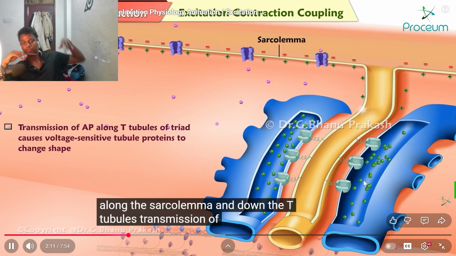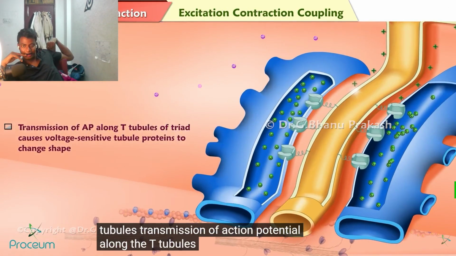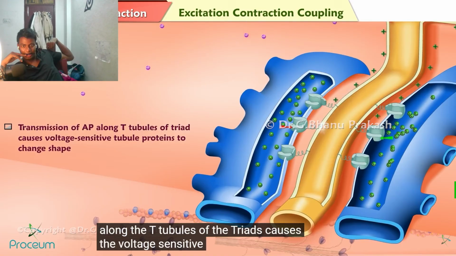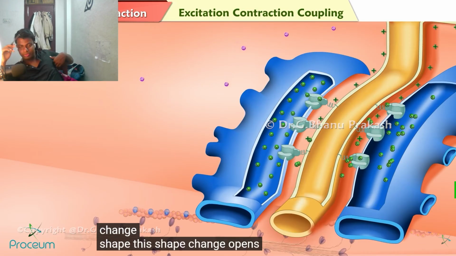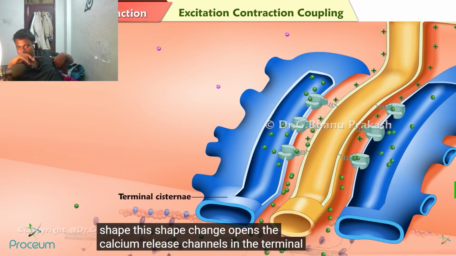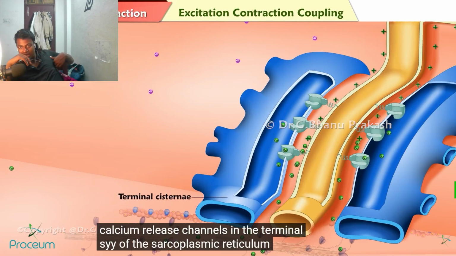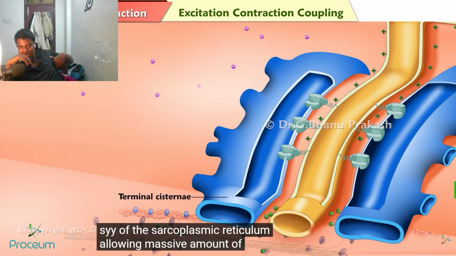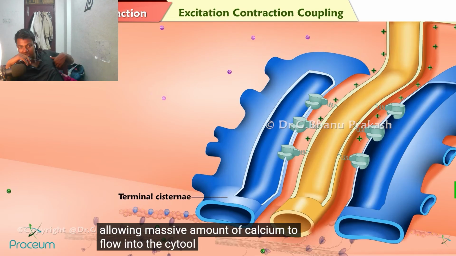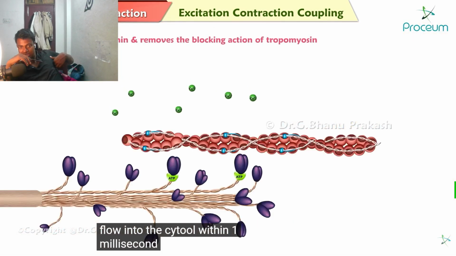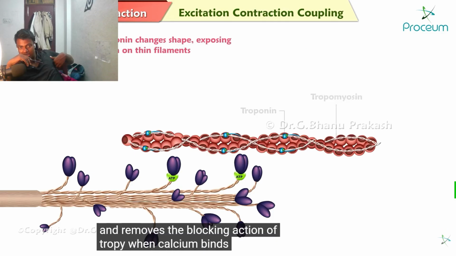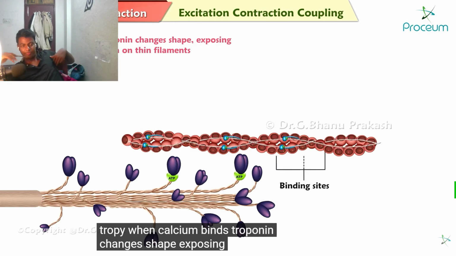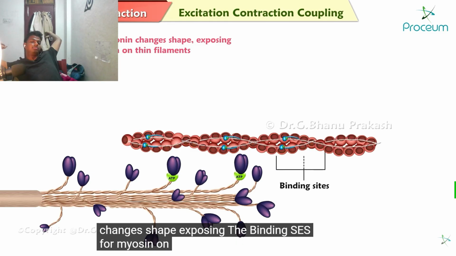Transmission of action potential along the T tubules of the triads causes the voltage-sensitive tubule proteins to change shape. This shape change opens the calcium release channels in the terminal cisternae of the sarcoplasmic reticulum, allowing massive amounts of calcium to flow into the cytosol within 1 millisecond. Calcium binds to troponin and removes the blocking action of tropomyosin. When calcium binds, troponin changes shape, exposing the binding sites for myosin on the thin filaments.